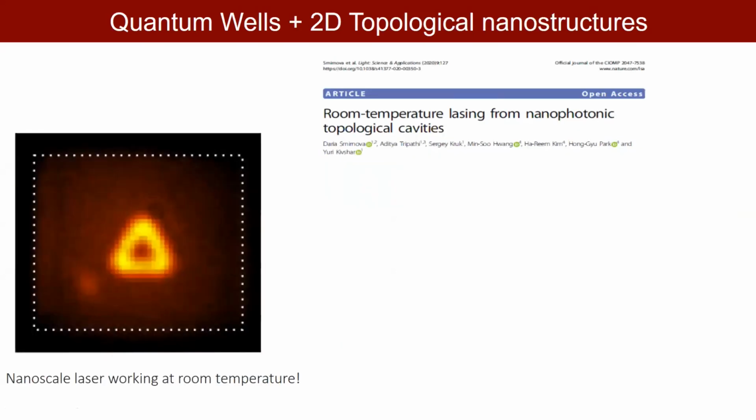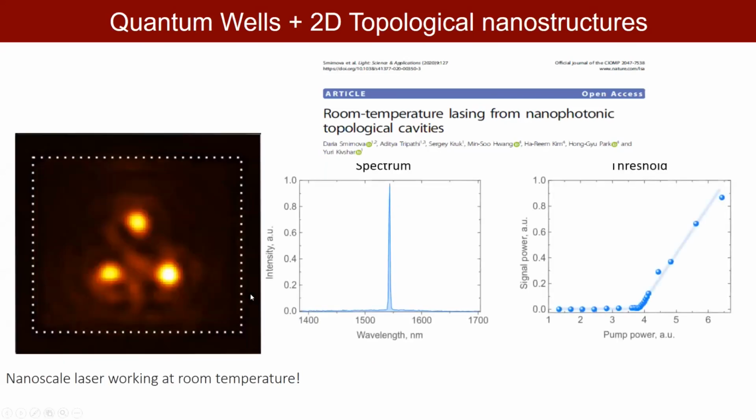First of all, when we pumped it below threshold, we observed photoluminescence, and increasing the pump power provided us with lasing. We observed a very narrow line width, around 2.8 nanometers, and a regular threshold behavior. This lasing is from topological valley Hall states, which reside in the corners of this triangle, and like these.